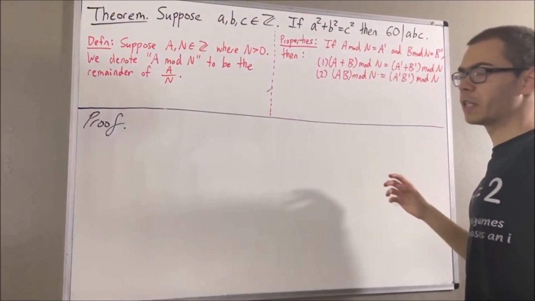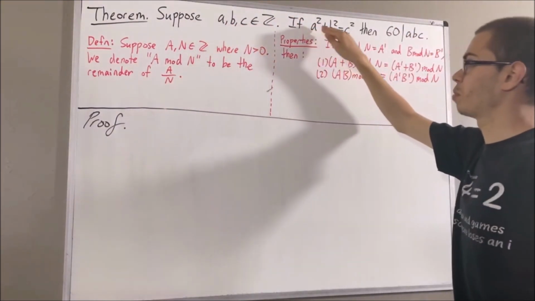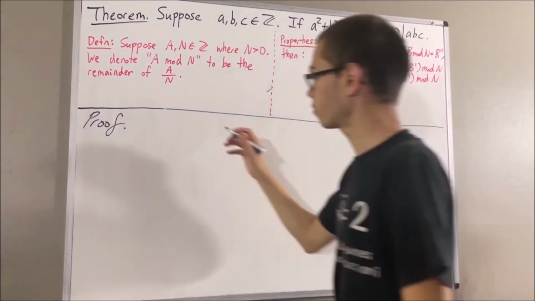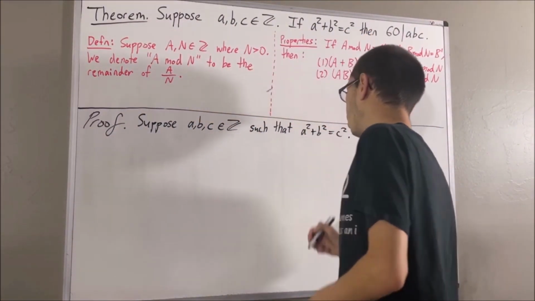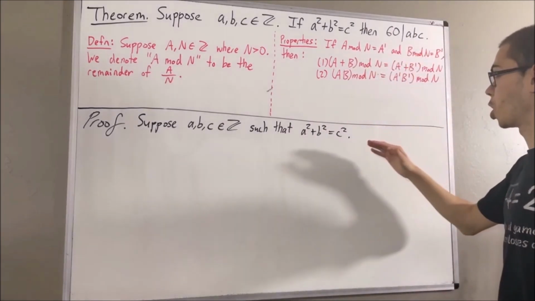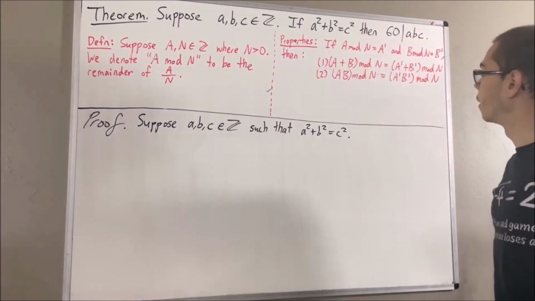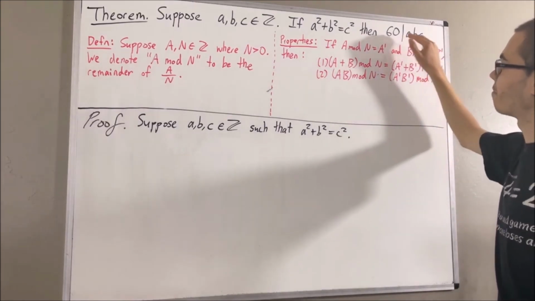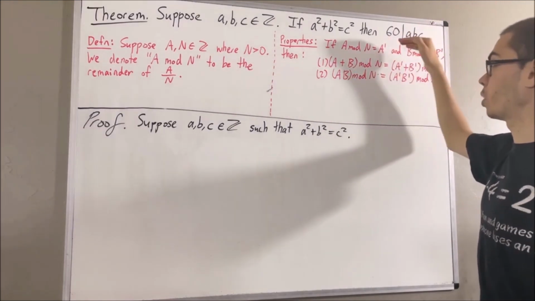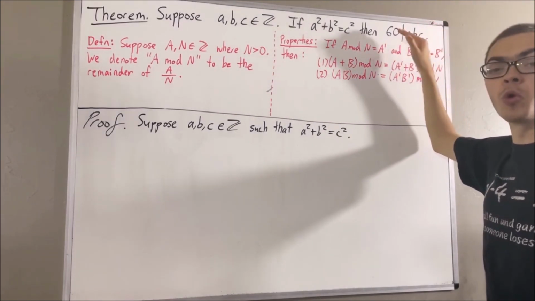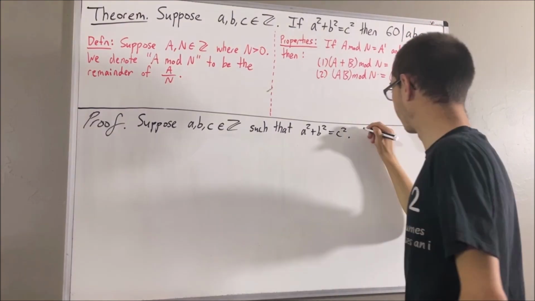To start out the proof, let's give ourselves 3 integers a, b, and c, where a squared plus b squared is equal to c squared. The whole goal from here is to show that 60 is a divisor of abc. And to show that 60 is a divisor of abc, it suffices to show that 3 is a divisor of abc, 4 is a divisor of abc, and 5 is a divisor of abc.